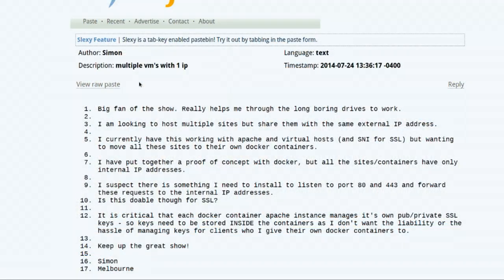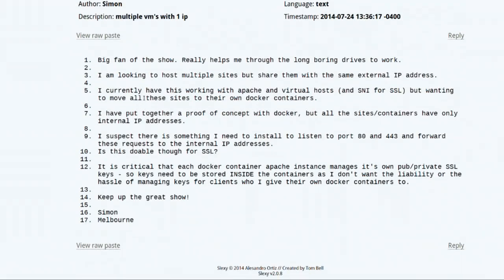Yep. All right, Simon writes in, and he says, big fan of the show, really helps me through the long drives to work. I'm looking to host multiple sites, but share them with the same external IP address. Currently, I have this working with Apache and virtual hosts and SNI for SSL, but I want to move all of these sites to their own Docker containers. I've put together a proof of concept with Docker, but all of the sites' containers have only internal IP addresses. I suspect there is something I need to install to listen to port 80 and 443 and forward those requests to the internal IP address. And is this even doable for SSL?